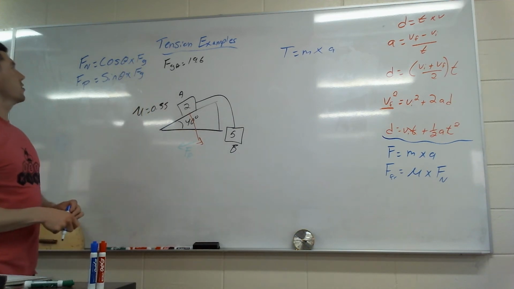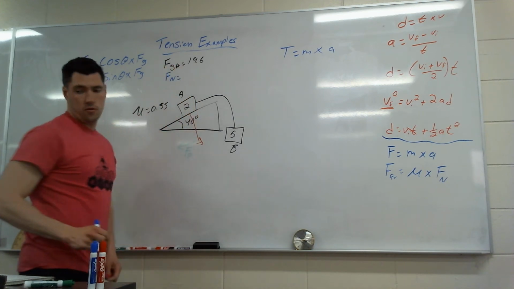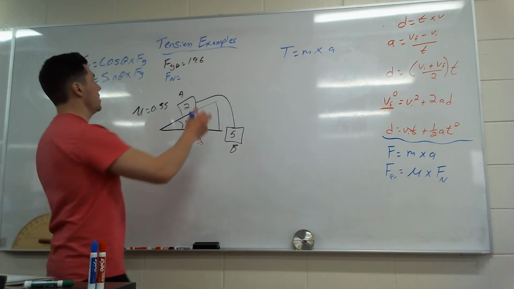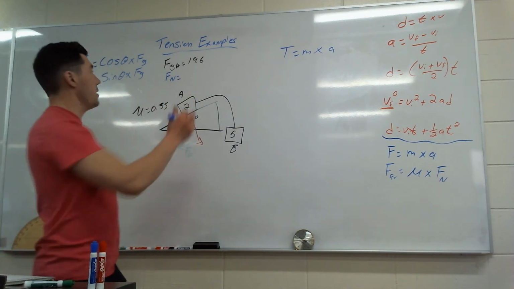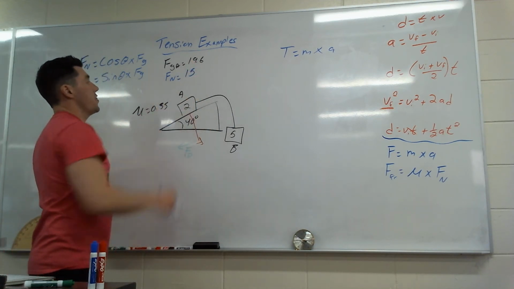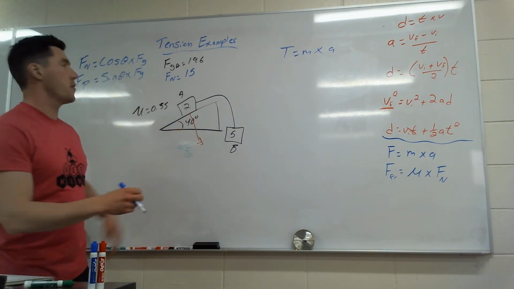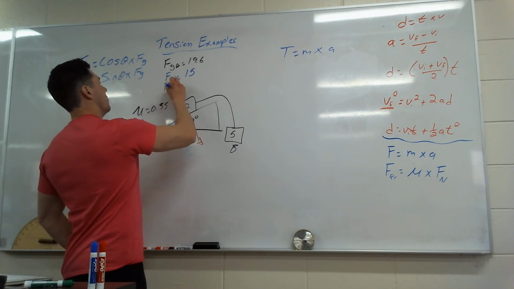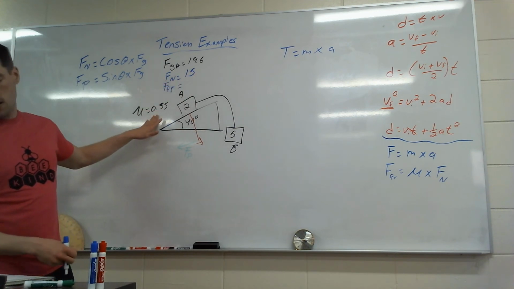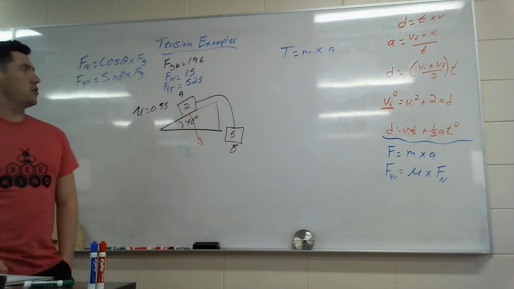All right, so let's go with force normal. Force normal equals cos of 40 times our 19.6, and force normal is 15. Now that I have the force normal, I can find my friction. Friction equals force normal times mu, so 15 times 0.35, and I get 5.25. So friction is going to want to pull with 5.25.